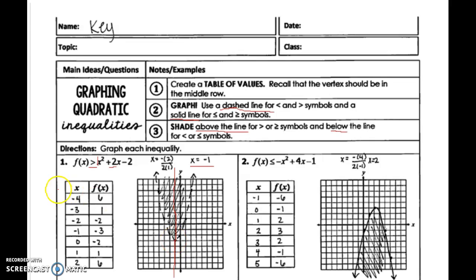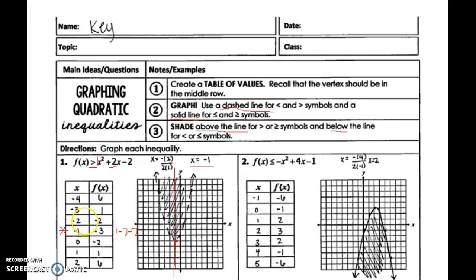To find my vertex, which is right here, I plug -1 into the equation. When I plug it in, -1 squared is +1, plus 2 times -1, which is really +1 minus 2, and then minus 2 again. Well, that gets us 1 minus 2 is -1. -1 minus 2 is -3. So our vertex is at the point -1, -3.